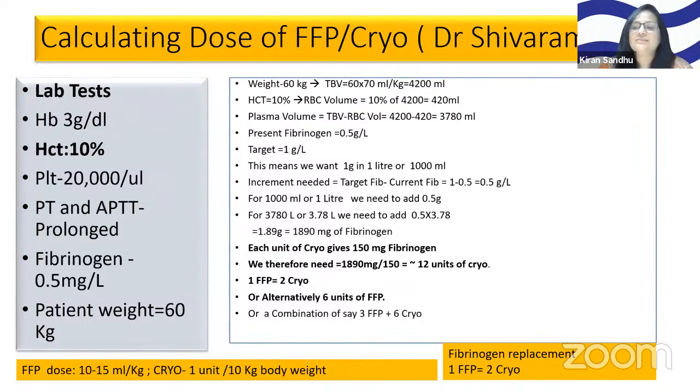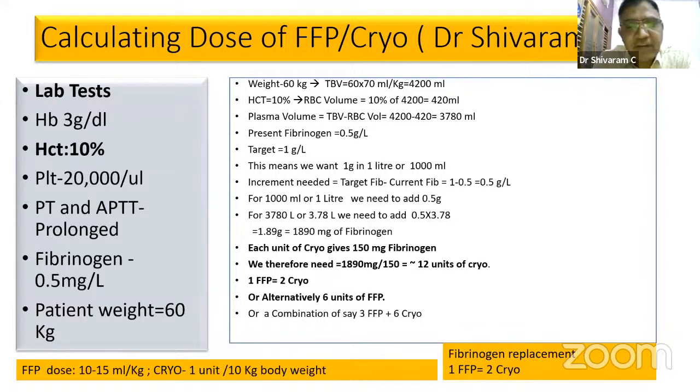Now, this patient who had come in is continuously oozing, and his labs right now read that hemoglobin is 3, hematocrit is 10%, the platelets are down to 20,000, and PT-APTT is prolonged. We are lucky enough to have fibrinogen levels, which are 0.5 gram per liter, and the patient weighs 60 kg. Shivram, sir, how do we decide how much FFP and cryo to give, and what is a way of practically calculating so that we're not wasting resources? There's a rationale and the coagulopathy does get reversed. So for this case scenario, what would you recommend?